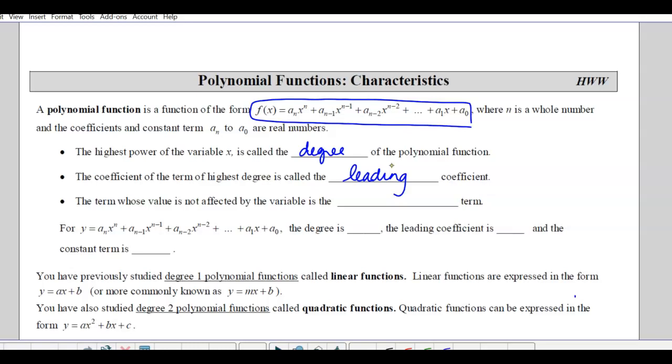The term whose value is not affected by the variable is this term here. There's no variable there. It's the constant term. So in the general case here, the degree is n. The leading coefficient is a subscript n, and the constant term is a subscript 0.